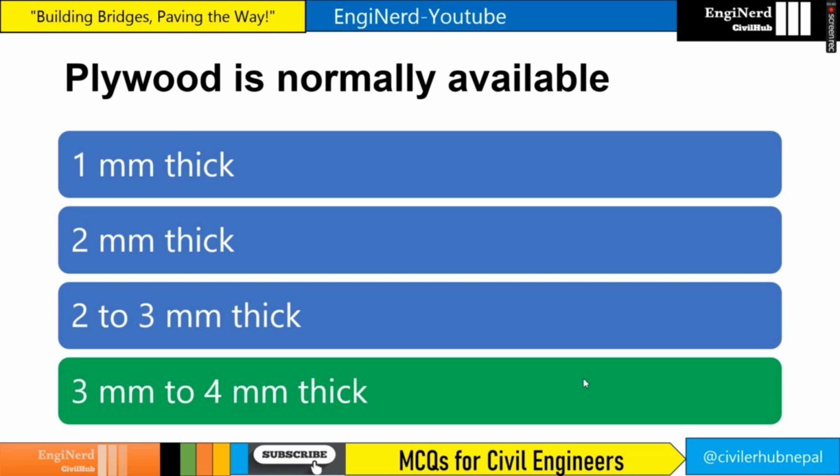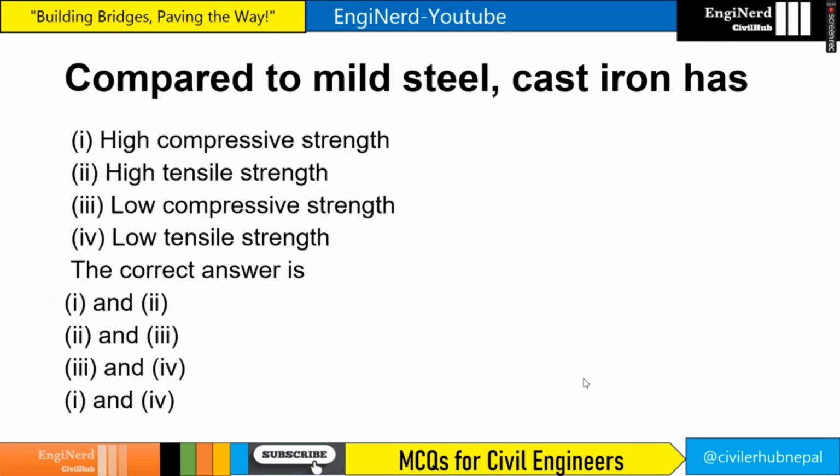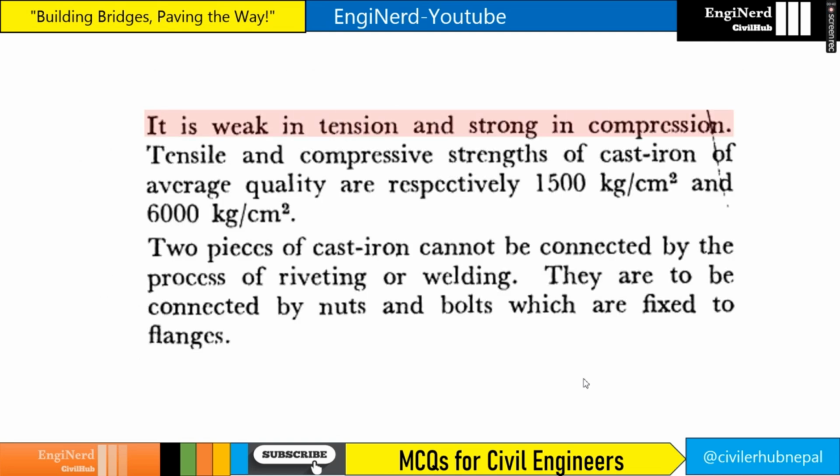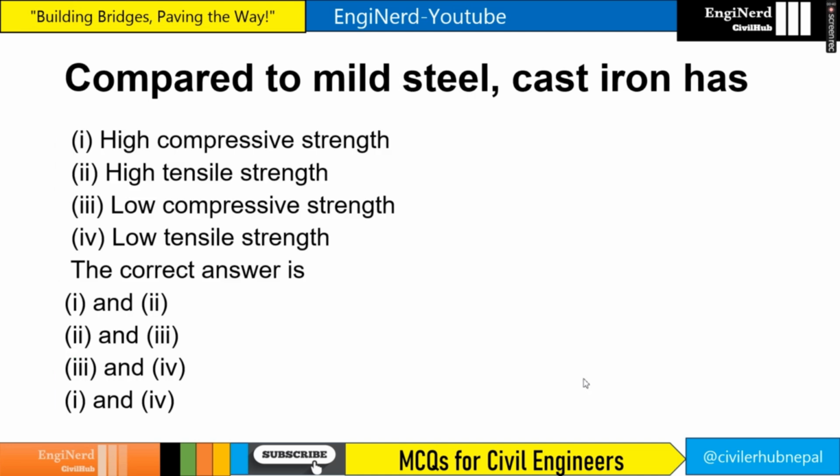Plywood is normally available in 3 to 4 mm thick. Compared to mild steel, cast iron has high compressive strength and low tensile strength, 610, 150 ampere, right? So the answer will be 1 and 4. So the answer is 1 and 4.